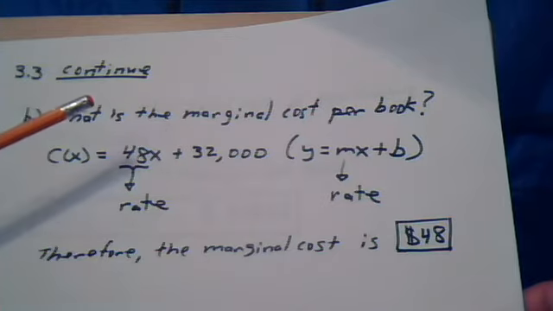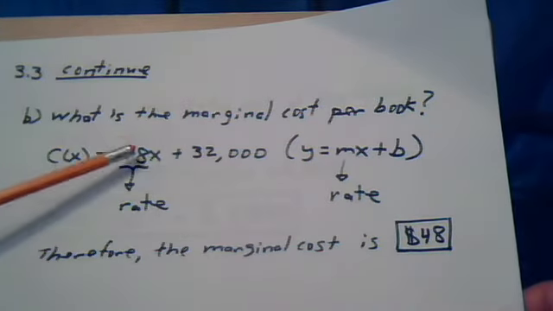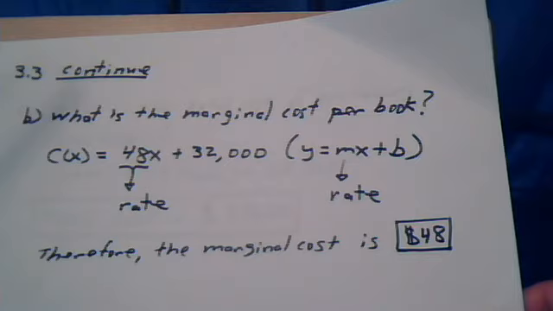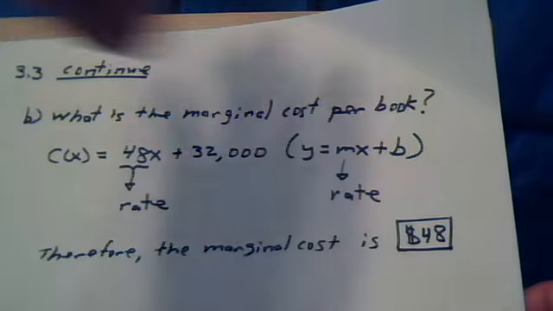In other words, the marginal cost is $48, which means it would cost $48 more every time you produce another book. One more book, $48. Produce another book, another $48 for cost.